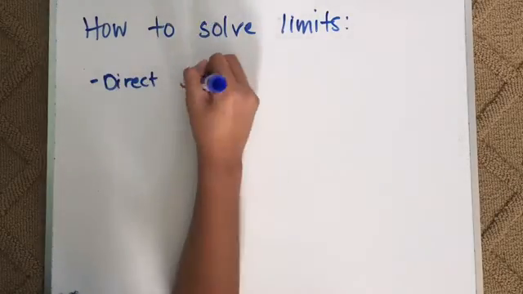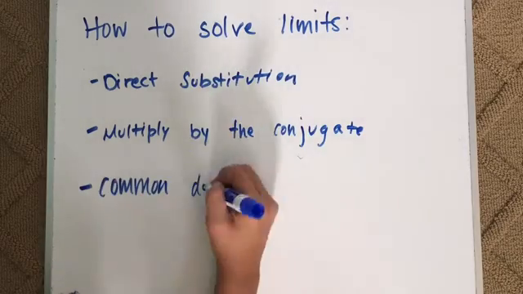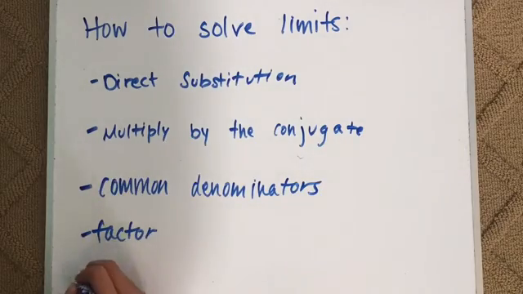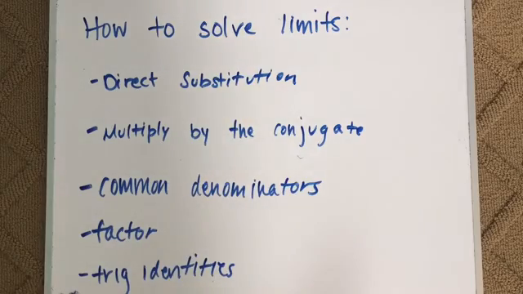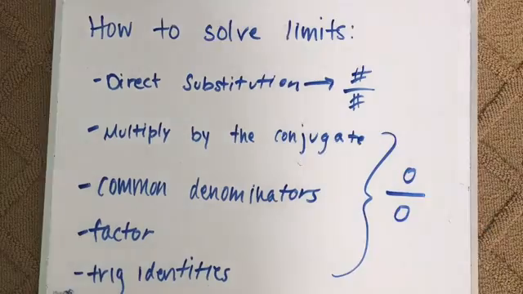How to solve limits? We can direct substitute, multiply by the conjugate, find the least common denominator, factor, or substitute by using trig identities. We use direct substitution when it's a number over a number, and the rest when it's an indeterminate limit, like 0 over 0.